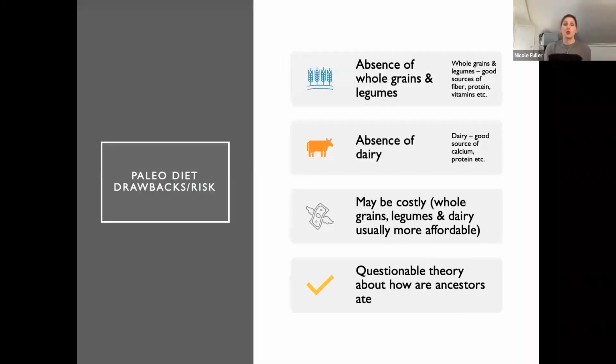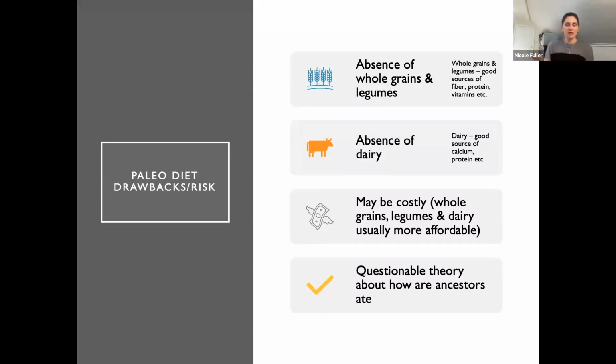What are some drawbacks or cons to being on this type of diet? Well, you're not eating whole grains and legumes, the nuts and stuff. Whole grains and legumes are a good source of fiber. They have protein, vitamins, minerals. So if you eliminate that from your diet, you're eliminating all of the good stuff that comes with it.